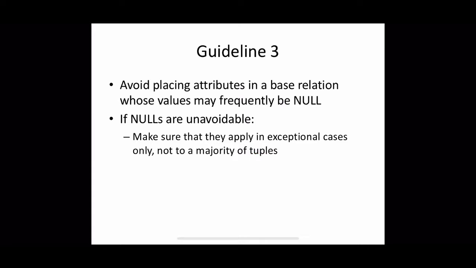Let us take an example. Suppose only 5% of employees have an individual office. In that case, it is better to avoid an attribute called office number in the employee table. If you include such an attribute in the employee table, for the remaining 95% of employees the corresponding attribute will be null, right? So better to avoid such an attribute in the employee table.